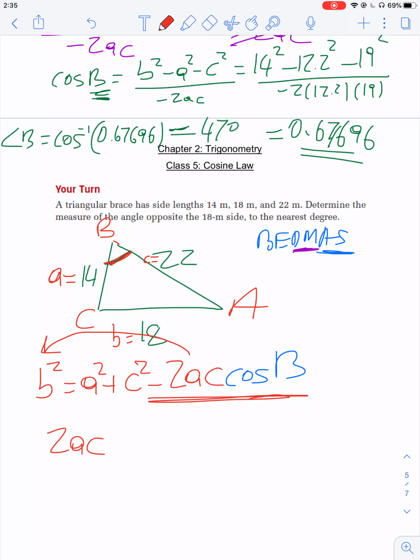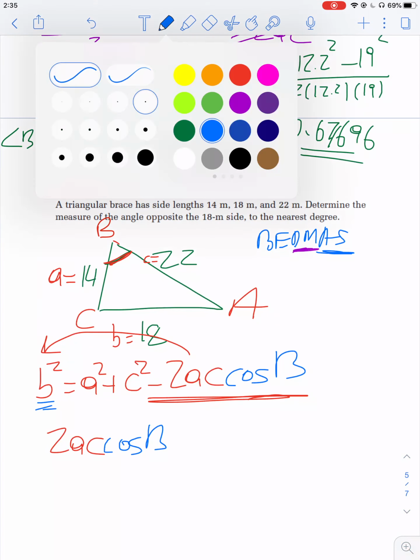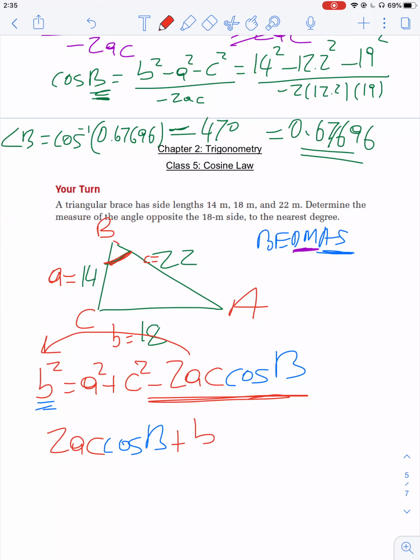So this will just become 2AC cos of B, and then the B squared still stays here, right? So plus B squared is equals to A squared plus C squared, right? And then you can remove this B squared, so minus B squared, minus B squared. So in this formula, you're gonna have less negatives. So now you have, but it's the same thing, okay?